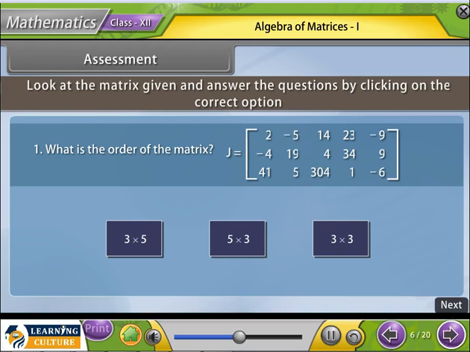Assessment. Before proceeding further, let us know how much you have learned. Look at the matrix given and answer the questions by clicking on the correct option.